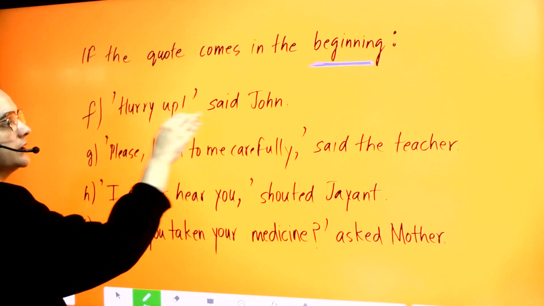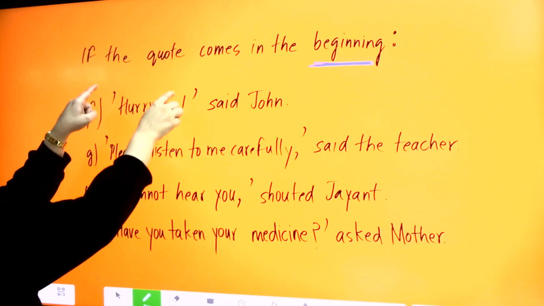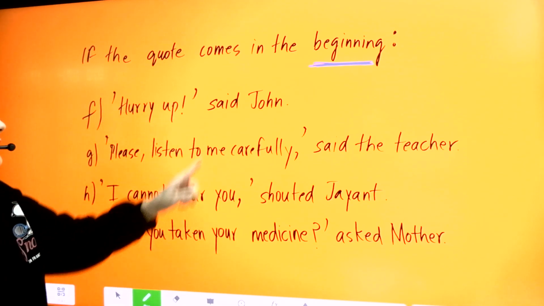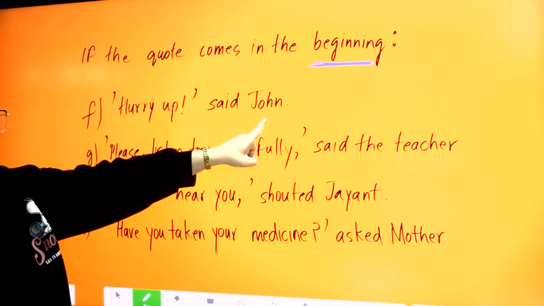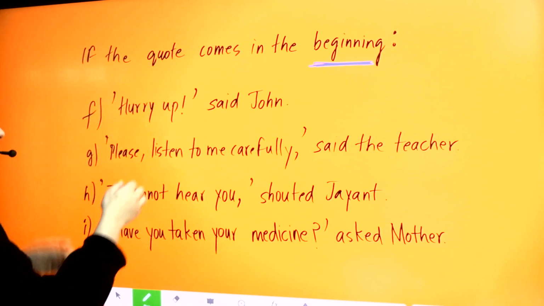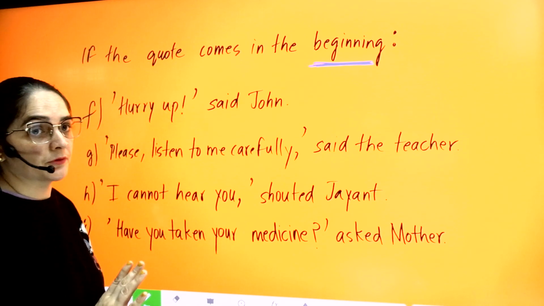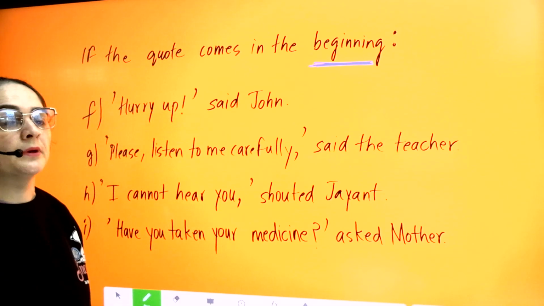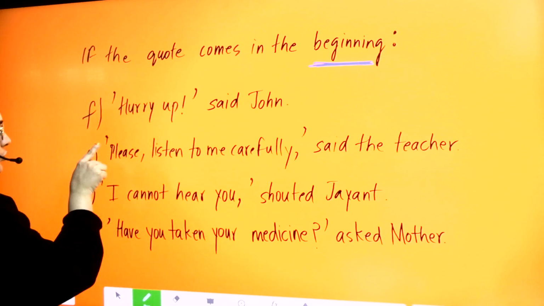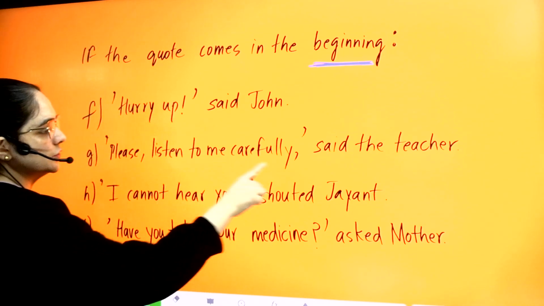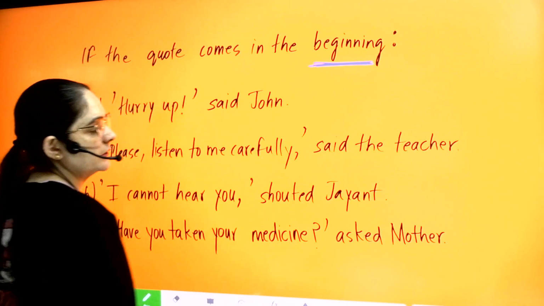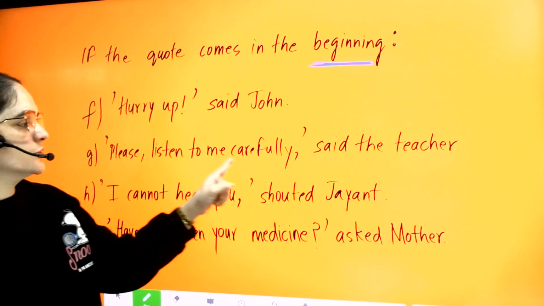So "Hurry up!" said John. "Hurry up" will come within quotes. The punctuation mark here is the exclamation mark, and then this is the verb of speaking, then John. The only difference is that this is coming at the beginning, and to separate this we won't use full stops. We don't use full stops when the quote comes at the beginning of the sentence. "Please listen to me carefully," so opening quotation mark, then you put a comma, and then the closing quotation mark, verb of speaking and the speaker.